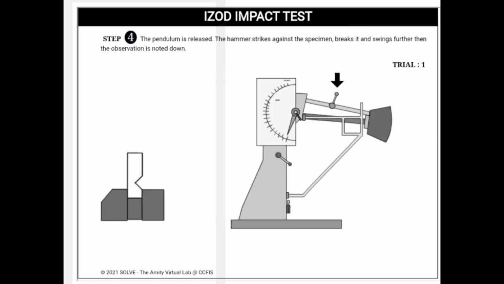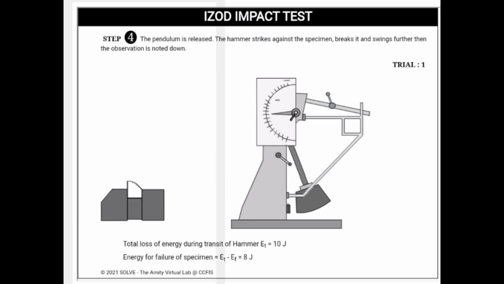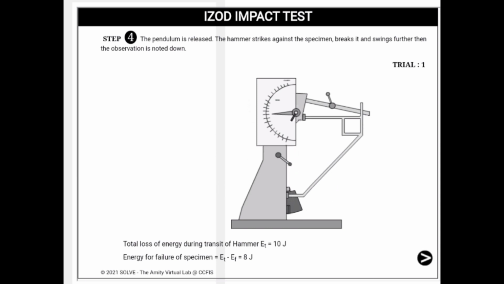Step 4. The pendulum is released. The hammer striker against the specimen breaks it and swings further, and the observation is noted down. This is for trial 1. We are going to do 3 trials. So the total loss of energy during the transit of the hammer is 10 joule and the energy for failure of the specimen is 8 joule.